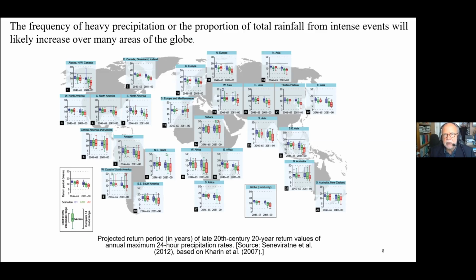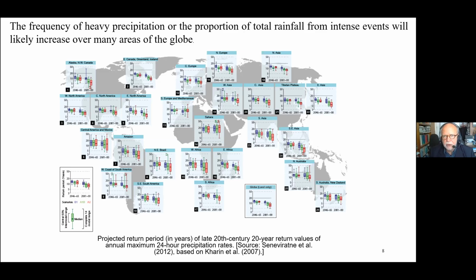This is the message that comes from a chapter by Sonia Seneviratne in a special report on extremes of IPCC 2012. But this particular map shows boxes, regional boxes, for many global regions. And for each region, we have a horizontal line at the level of 20.